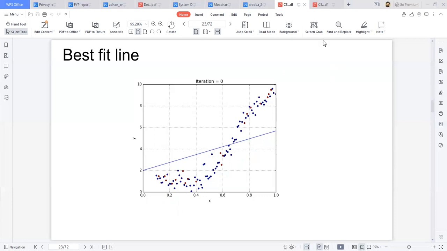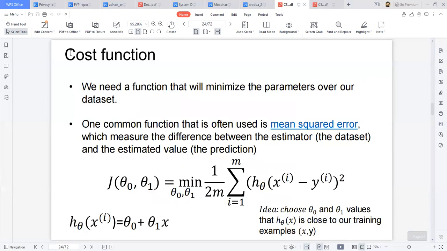Okay, so this one is just talking about the cost function. We can say cost function, we can say loss function, we can say the objective function, we can say anything. So these different names are here as we discussed in the last lecture.